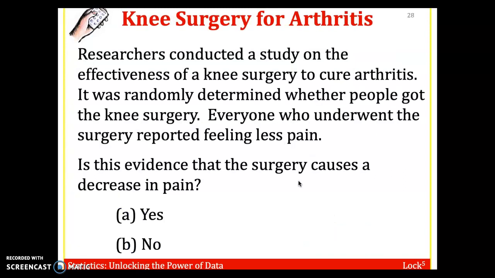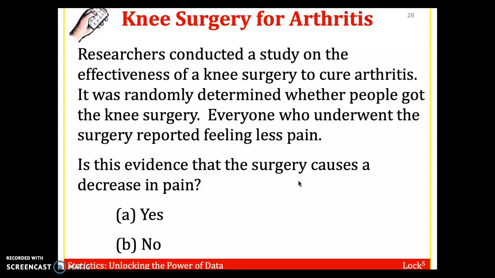All right, so I'm going to give another question here. Researchers conducted a study on the effectiveness of a knee surgery to cure arthritis. It was randomly determined whether people got the surgery or not. Everyone who underwent the surgery reported feeling less pain. Is this evidence that the surgery causes a decrease in pain?